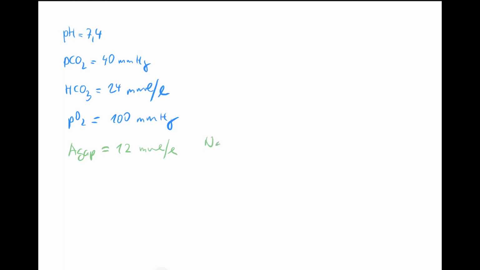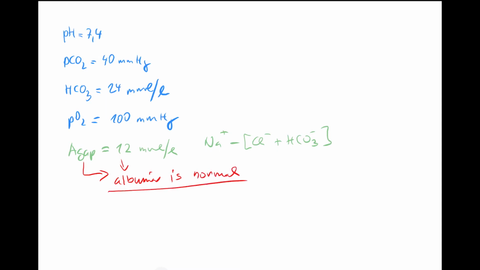And the formula is sodium minus chloride plus bicarb. But remember one important thing. 12 means the albumin is normal. If albumin is not normal, you have to use a different formula, or you have to approximate it to a different number. But in case albumin is normal, then the anion gap should be about 12.